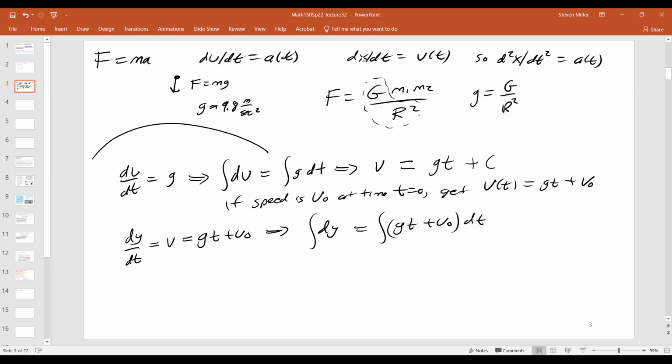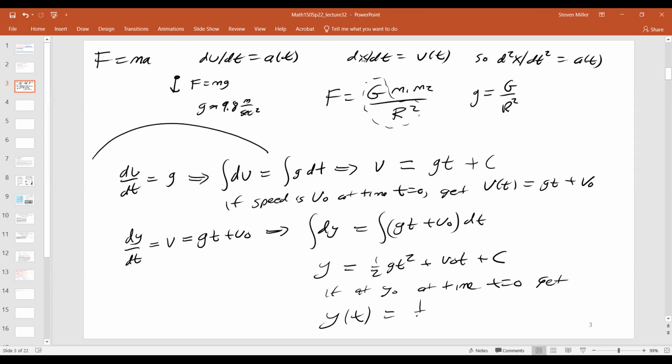Okay, what function has derivative 1 when I take the derivative with respect to y? Y. As we get y is just 1/2 gt squared plus v naught t plus some constant. If y naught is the position at time t equals 0, then we get y of t is 1/2 gt squared plus v naught t plus y naught.